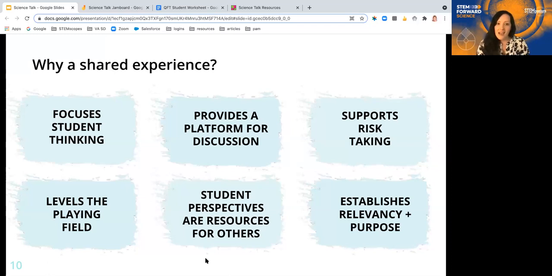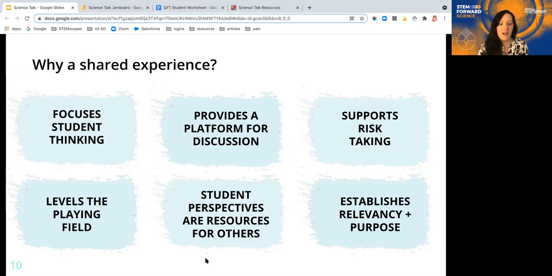It provides a platform for discussion. Not all of our students have the same background information, so we want to give them an equitable starting point where everyone comes in with something equal. It supports risk taking. If we want students to really put themselves out there and do something big, we want to make sure they have the experience to feel confident to do that. It levels the playing field. It makes sure we all have the ability to talk about something in our own way.